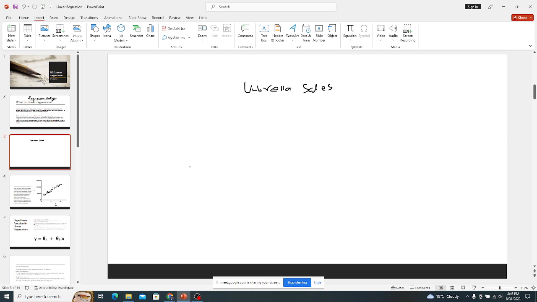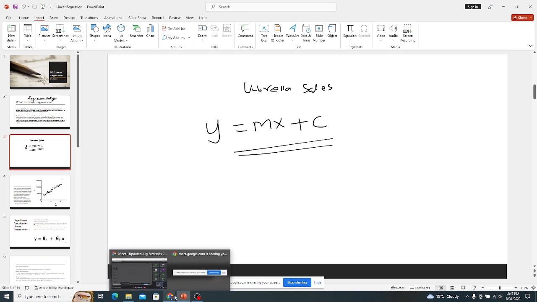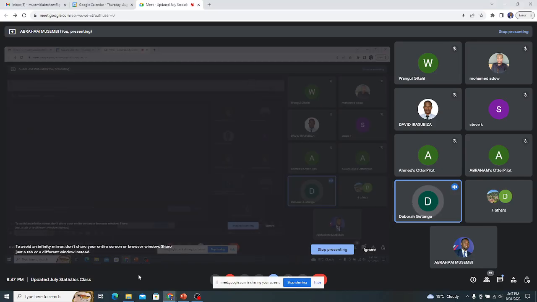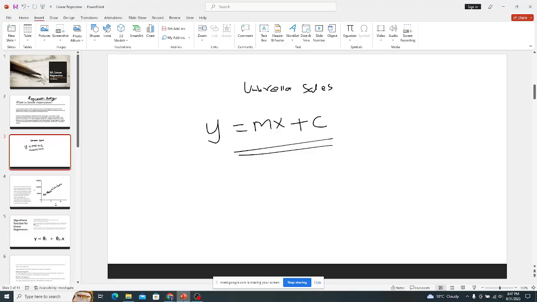Good. Now, what is an example of a model? Let me just write something here. For the statisticians, if you can remember, what is this? This is for you, team. You can just unmute and let me know what this is. It's the general equation of a straight line. Yes, it is the equation of a straight line.